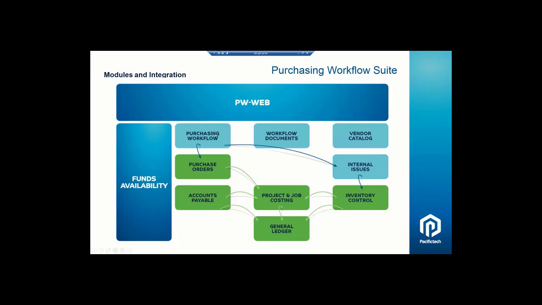So purchasing workflow is a front end for purchase orders. It lets you put in the delegated authorities as to what people can spend up to based on the company policies. So that's purchasing workflow, the core module. Workflow document, I've already talked about that one. That's the module that lets you attach files.